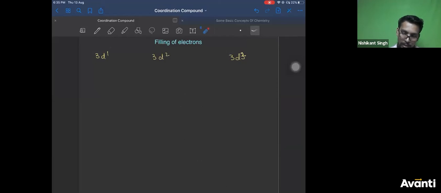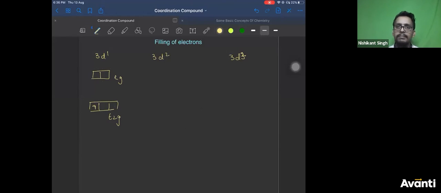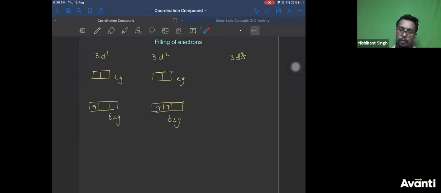So let us fill. Now I am going to draw only T2G here. Lower energy, EG higher energy. I am not going to draw the whole diagram. So one electron in T2G. Finished. Very easy. Super easy. Now second. Again in T2G, you have again how many electrons? 1, 2. Until you don't fill the lower energy orbital, upper will not get filled.